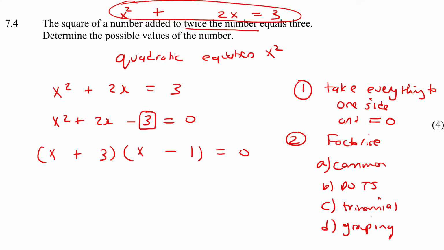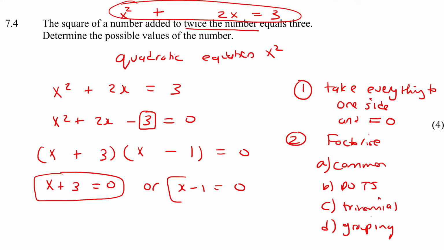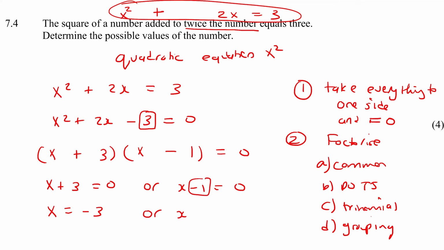Now, we would go a little bit further. We would now say that x plus 3 is equal to 0, or x minus 1 is equal to 0. Now I'm going to solve and solve. To solve this one, I take the 3 to the other side, and there's my answer. To solve this one, I take the 1 to the other side, where it will change sign to become a positive 1. And there are the answers.